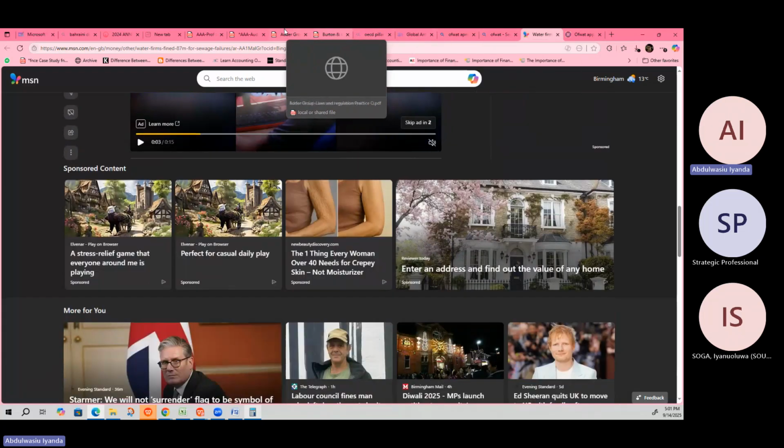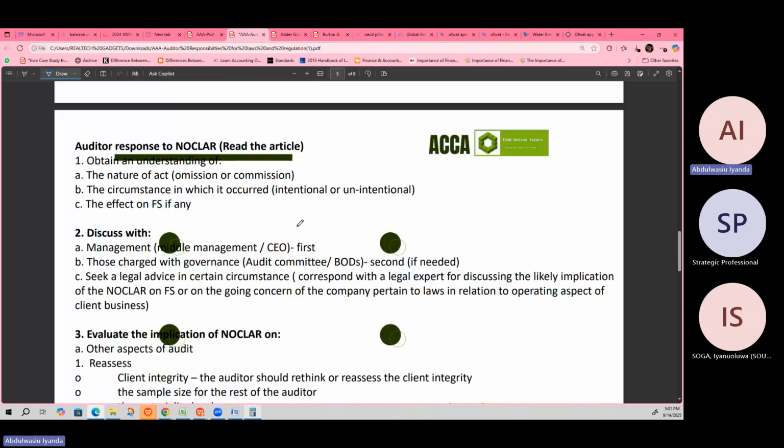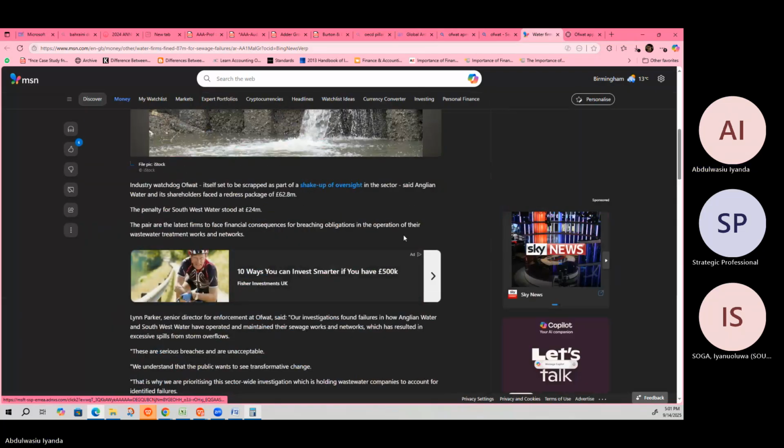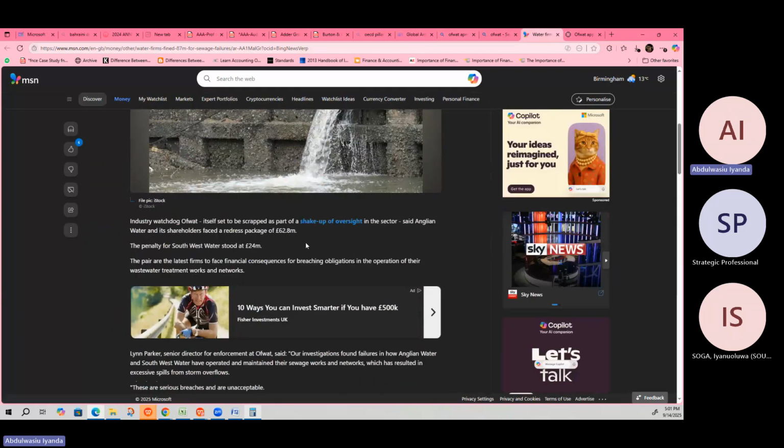So what we are trying to say in essence is you need to first of all understand the nature. Meaning I need to go and read this particular report. Why is Ofwat asking Anglian Water to pay, I think, 62.8 million? This is a very huge amount. And South West Water to pay 24.